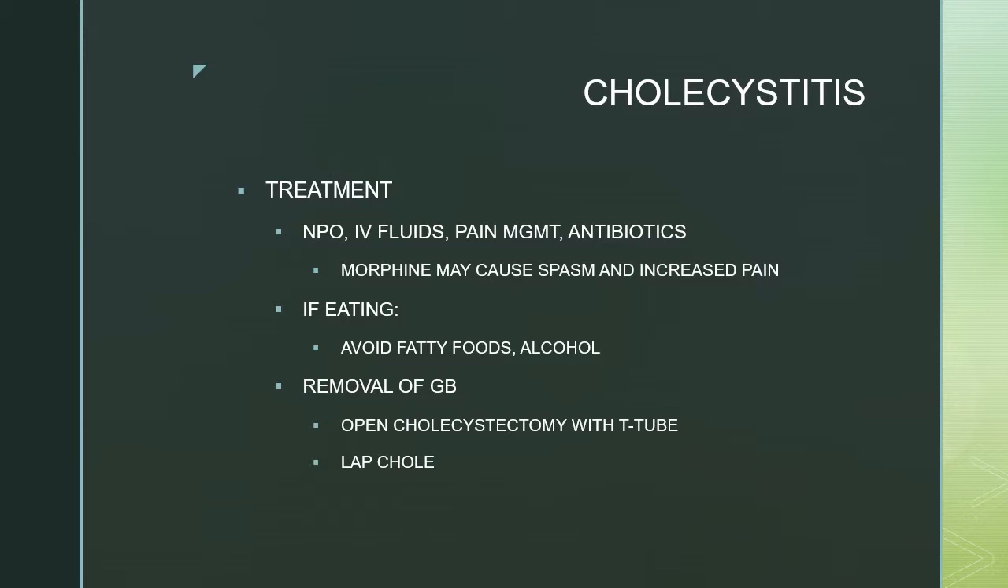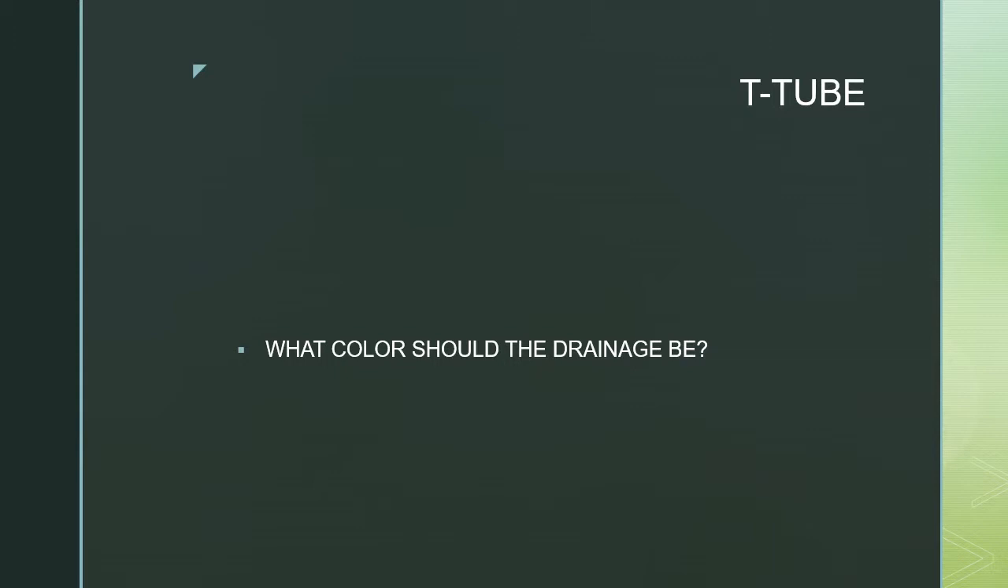So some patients we will send home, especially if they have an acalculous cholecystitis and they don't have an elevated white count. They may go home and follow up with a surgeon as an outpatient. So we tell them to avoid fatty foods and alcohol. They can have the gallbladder removed by a surgeon, either an open cholecystectomy with a T-tube or a lap chole, and which type they have depends on whether or not there's a lot of stones or whether or not there's complications. So if I have my gallbladder removed and they put in a T-tube and that drains bile, what color should the drainage be?